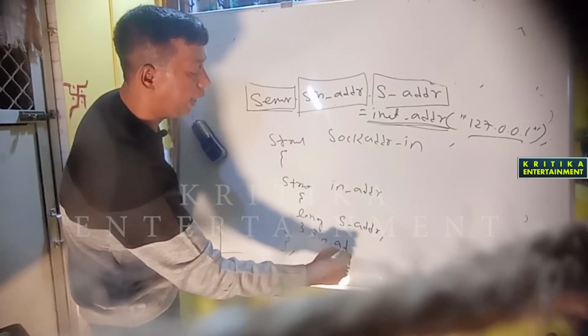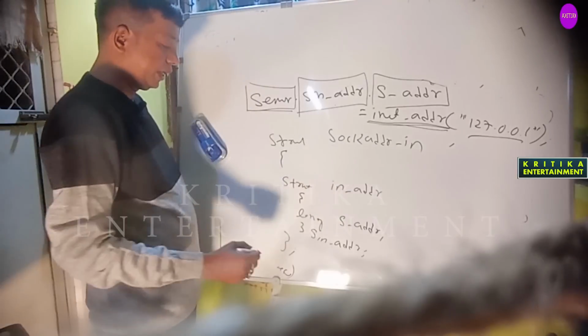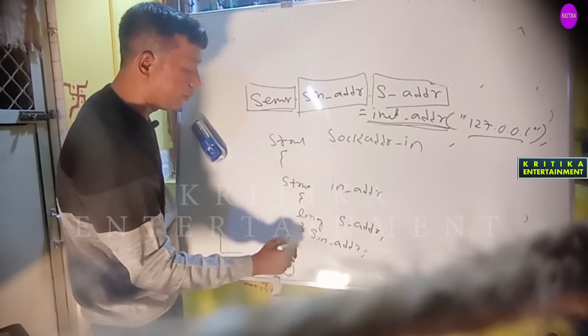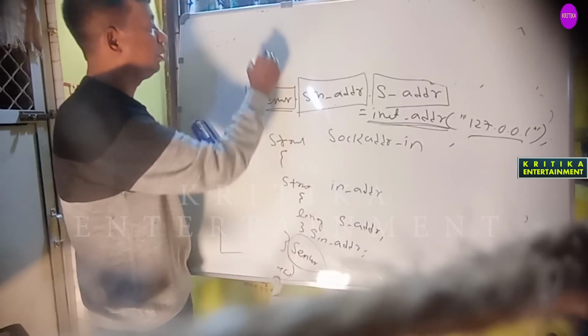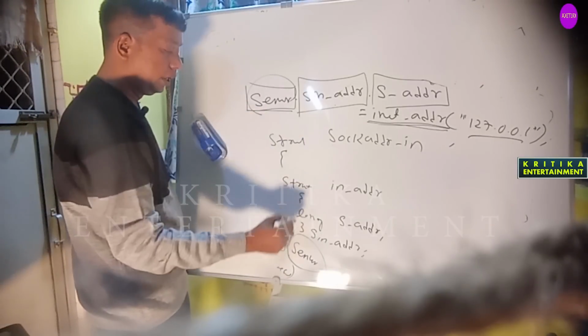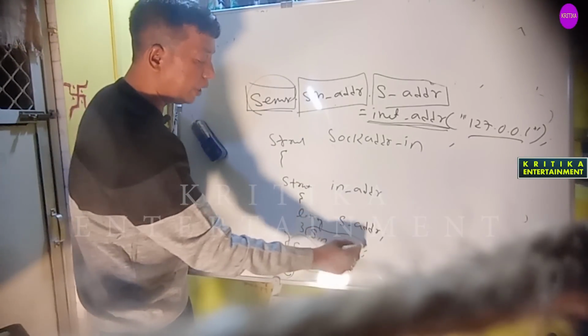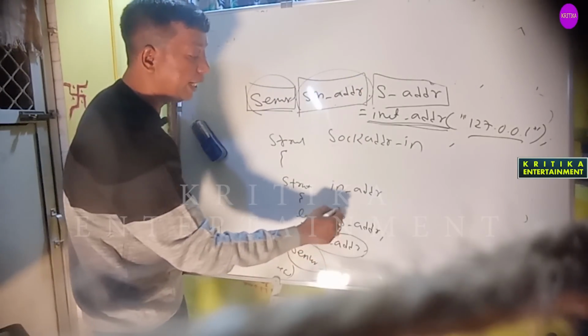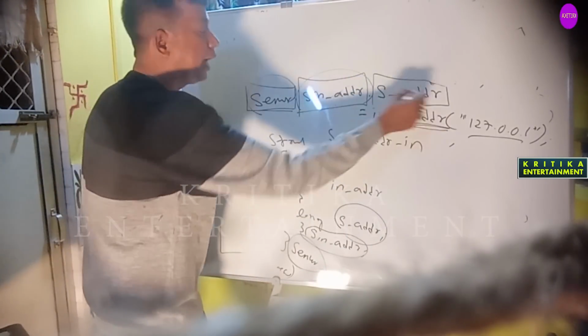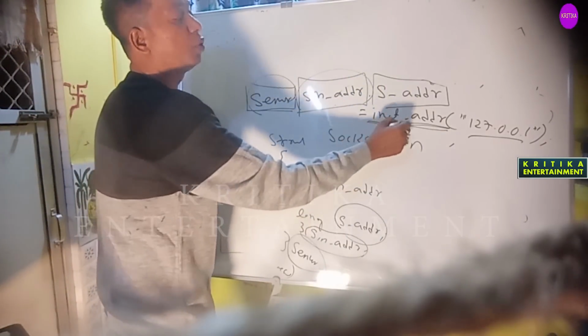sin_addr. Then how to declare this? Suppose this is called the server variable. So you will use the outer variable name server. Then what is the inner nested variable name? sin_addr. Then what is the data member of this? s_addr. s_addr is equal to inet_addr.